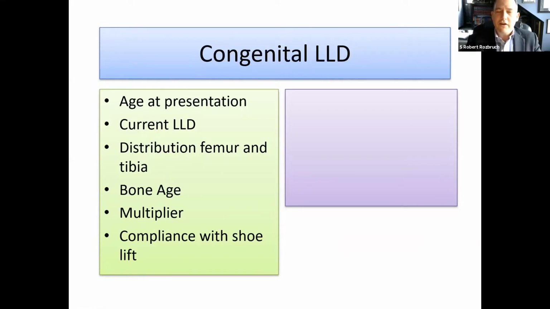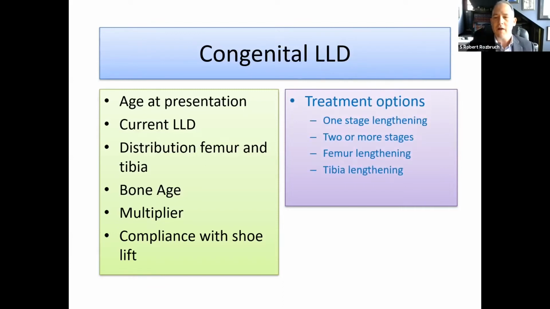When dealing with congenital leg length discrepancy, and Russell-Silver syndrome is an example of a congenital leg length discrepancy pattern, there are a number of factors that are important in the clinical decision making, and this includes the age of presentation, the current leg length discrepancy, the distribution of the discrepancy in the femur and the tibia, the patient's bone age, the multiplier, and the compliance with the use of a shoe lift.